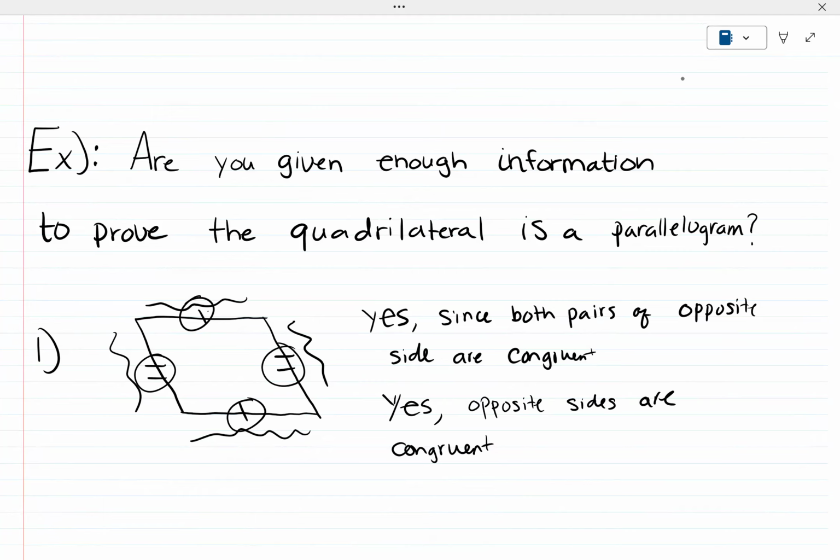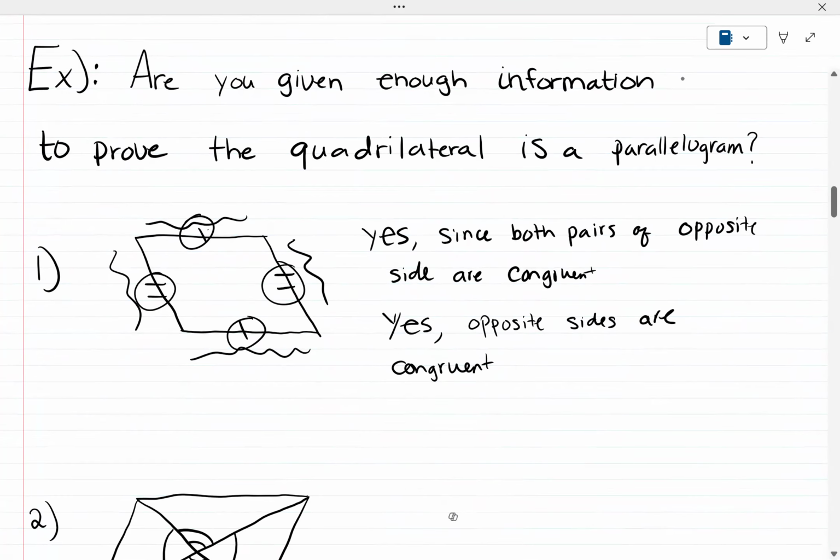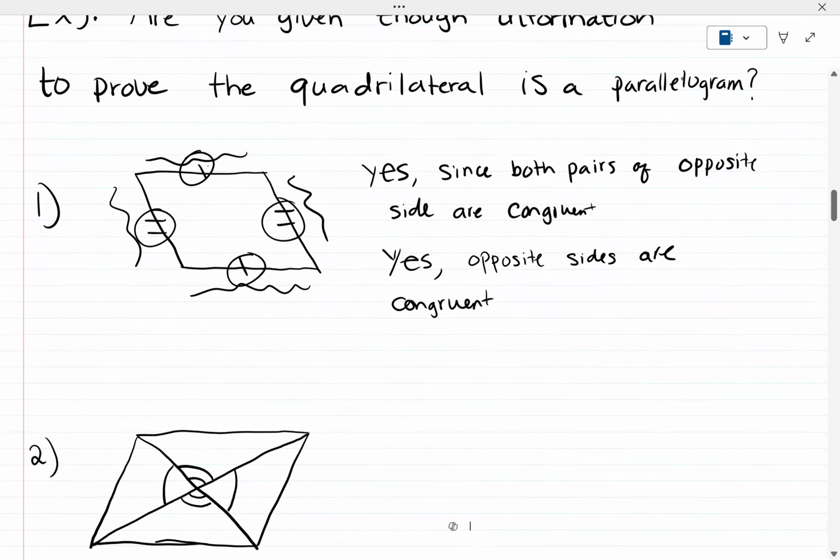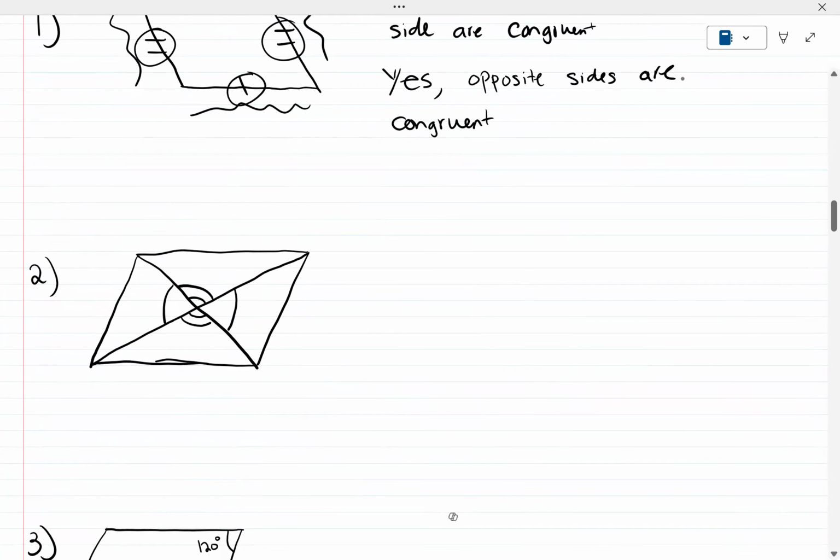Okay, let's look at this one. Is this quadrilateral a parallelogram? It doesn't say anything about sides, and they don't tell us the diagonals. They don't tell that this diagonal is going to go with this diagonal. All it tells is these inner angles.